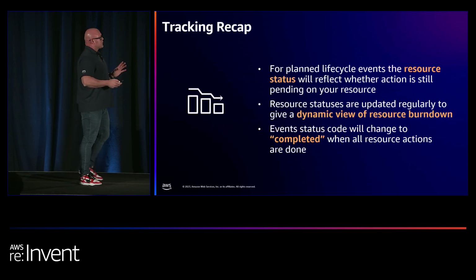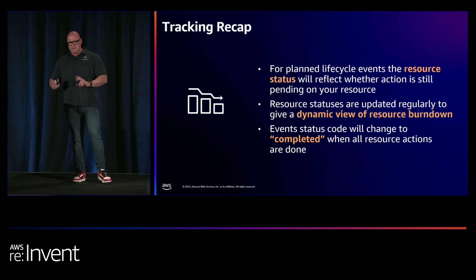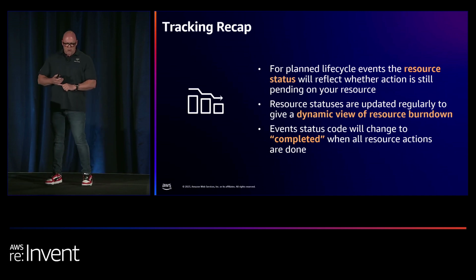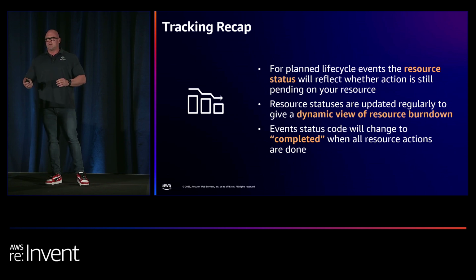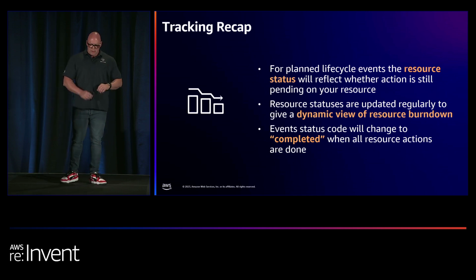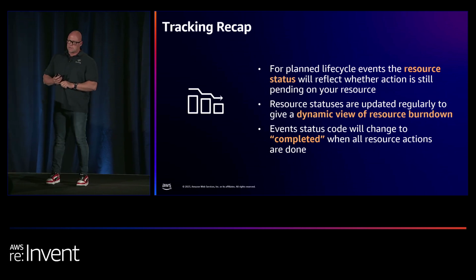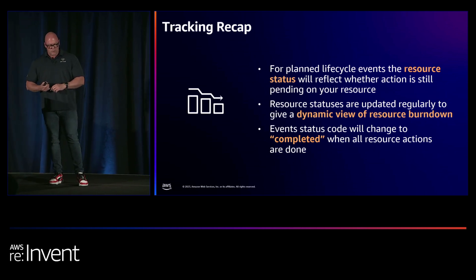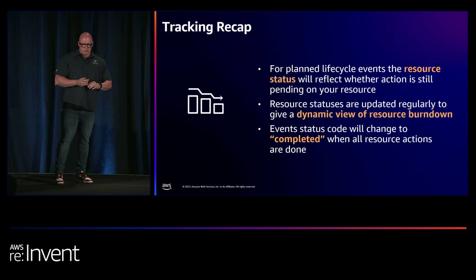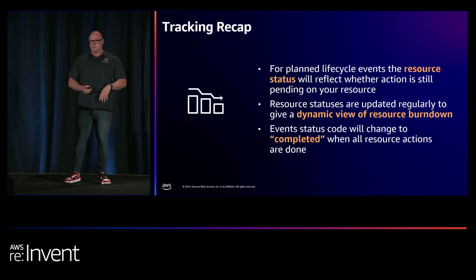So to recap on this section about tracking planned lifecycle events, we use the resource status code of pending or resolved to indicate whether or not you still require action on that resource, and we regularly update those resource status codes to make sure that you have a dynamic view of resource burn down across your organization using AWS Health. The event status code will change to completed on the AWS Health dashboard, or closed if using the APIs, once you've taken action for all resources for that event.